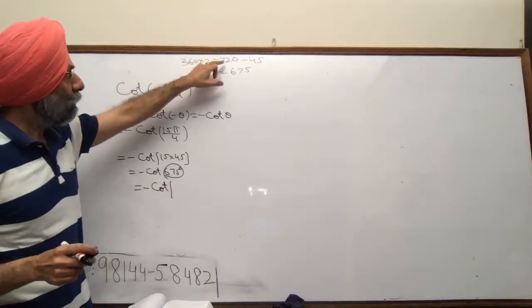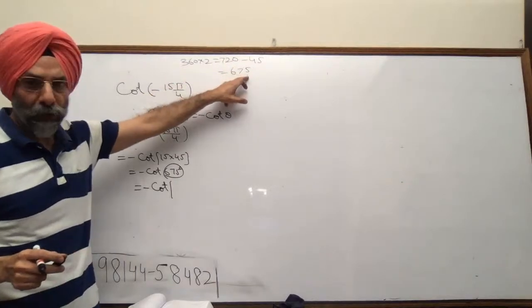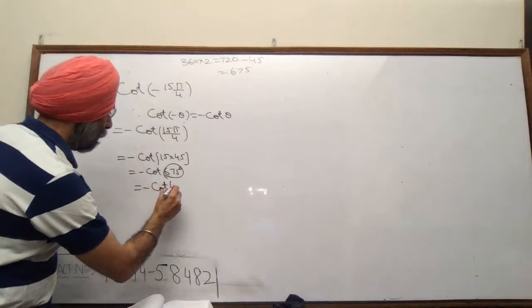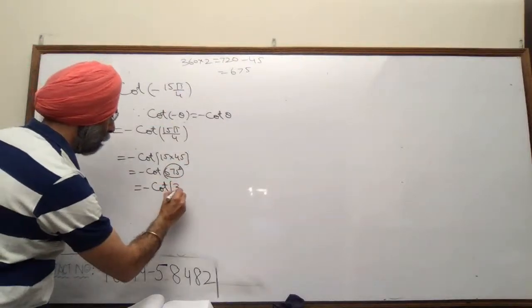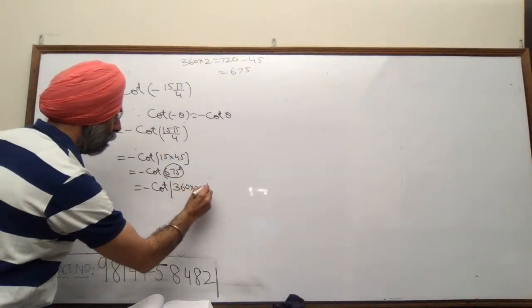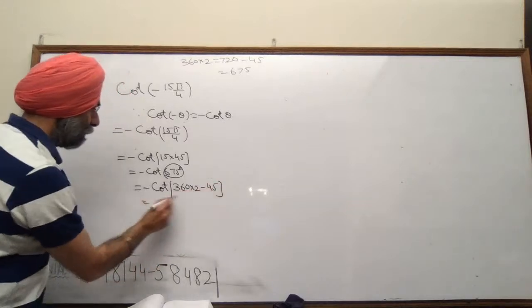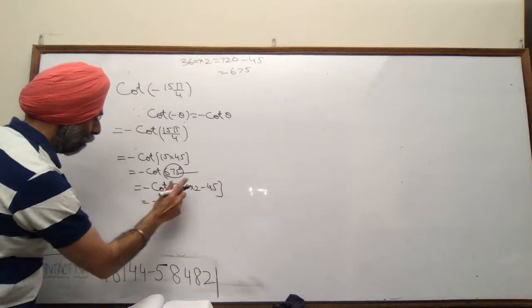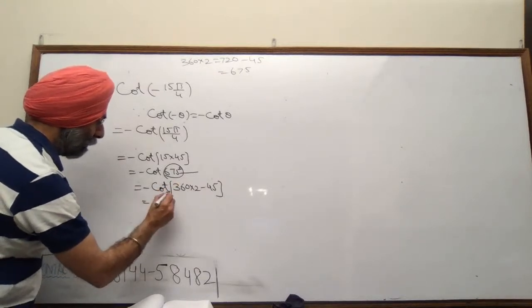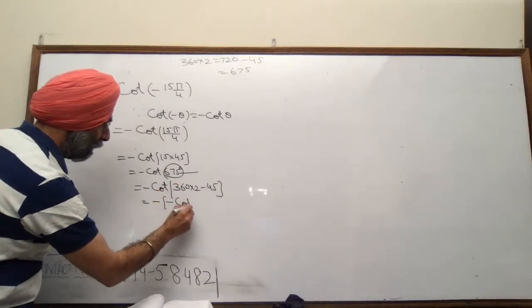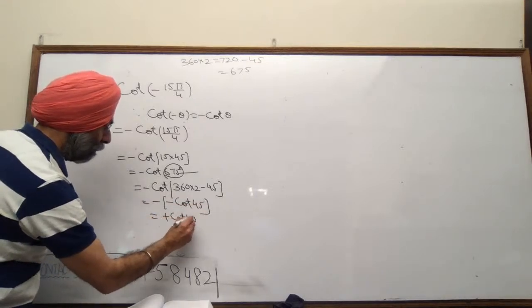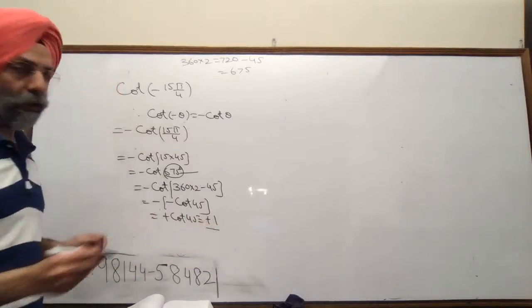360 into 2 is 720 minus 45, that makes it 675 degrees. Okay, beta, that's very good, fine. So it is minus cot of 360 into 2 minus 45. Since the angle beta falls in the fourth quadrant, cot of the angle is negative. So minus cot 45, this is your plus cot 45, which is your plus 1. This is the answer here.